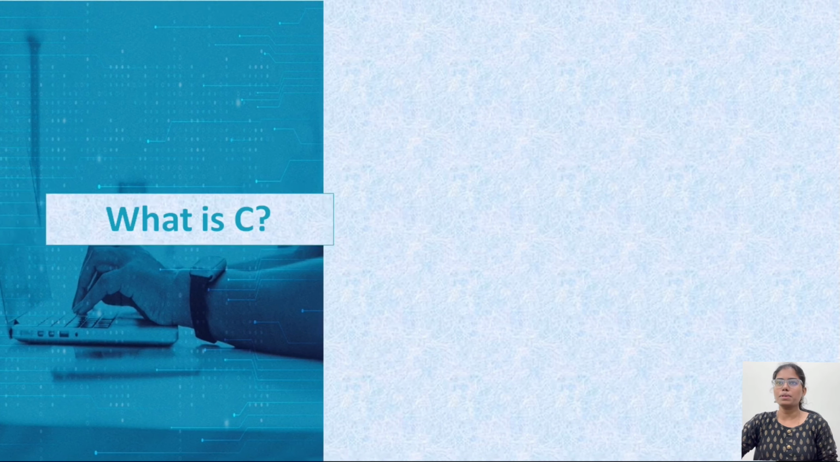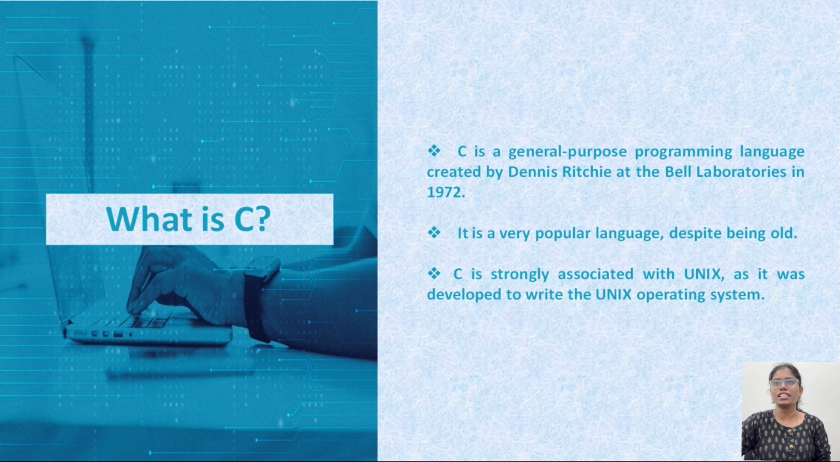C is a general-purpose programming language created by Dennis Ritchie at Bell Laboratories in 1972. It is a very popular language despite being old. C is strongly associated with Unix as it was developed to write the Unix operating system.